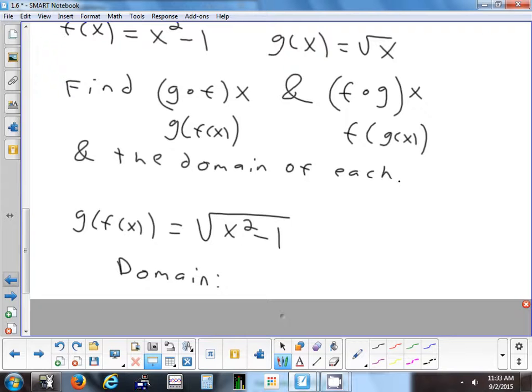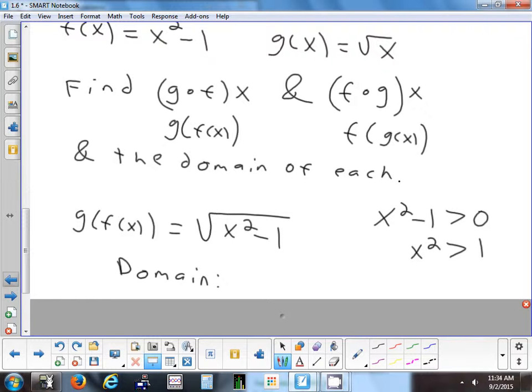Okay, Aiden, what do we know about this square root? What's underneath it has to come out positive. Okay, you want x squared minus 1 to be positive. So what I would do, try solving this. You want x squared to be greater than 1.